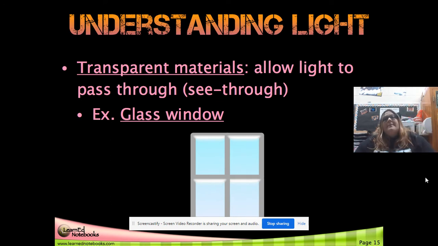So transparent. Transparent materials allow light to pass through. They're see-through. That's glass. I can look out the glass. I can see the trees. I can see the cars going by. Clear, easy to see. It's a glass window.